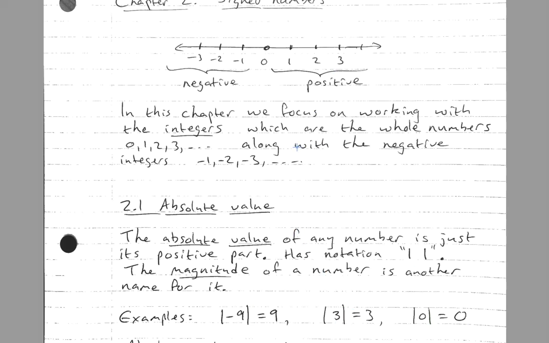Another way to think about it is it's the distance of the number to 0. So the absolute value of negative 2, you can think of it as the distance, how far do you have to go to get from negative 2 to 0. Well, it's a positive distance of 2 units.